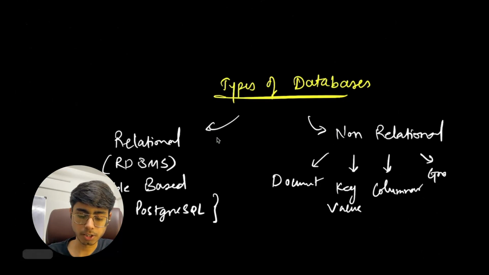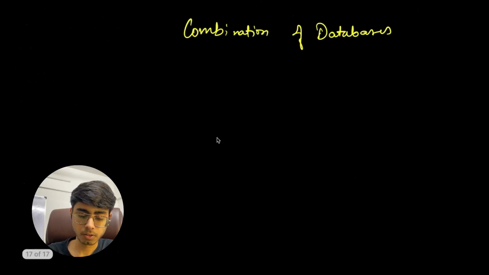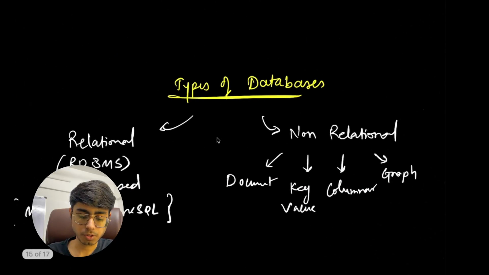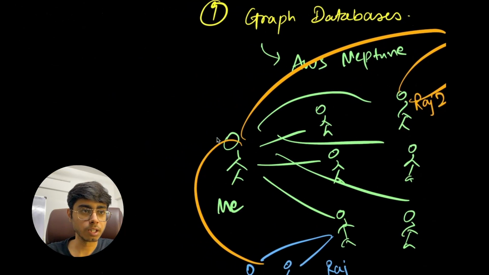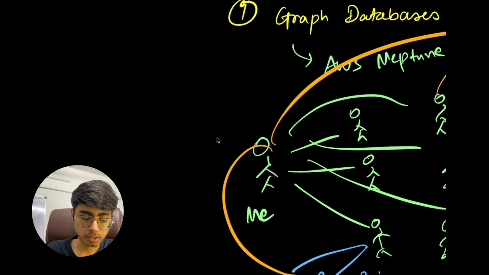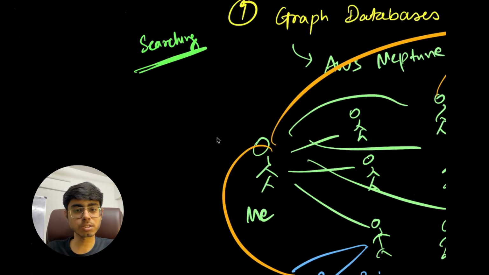Let's go to non-relational databases itself. Combination database we have to understand. First of all, I'll teach you. Let's understand it here. Searching. So searching means the text search databases. These are actually not databases, but copies of your databases, right?